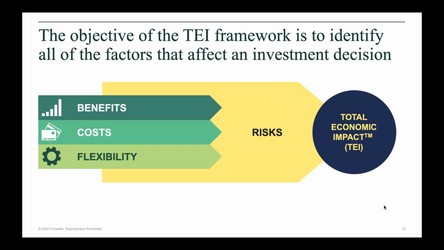So it's a very flexible framework that can be applied in a lot of different situations. It consists of 4 main areas. We look at benefits and costs. This is fairly straightforward. Costs are things like licensing costs or implementation costs, and benefits are the impact on the business. We also look at flexibility options for the future, and we view all these through the lens of risk. So we risk adjust every category to arrive at the total economic impact.